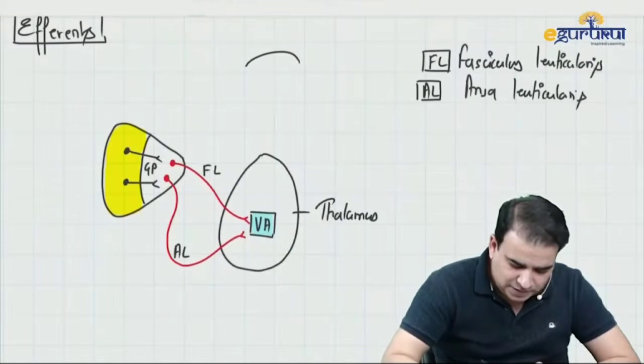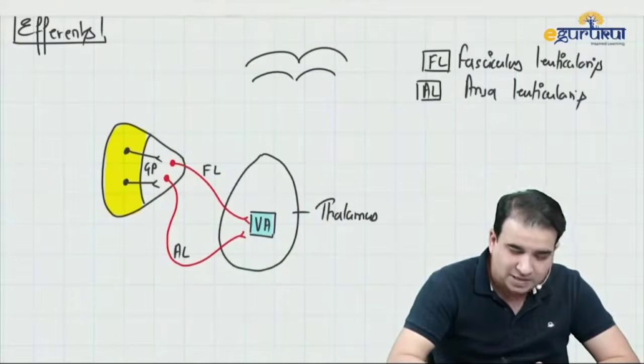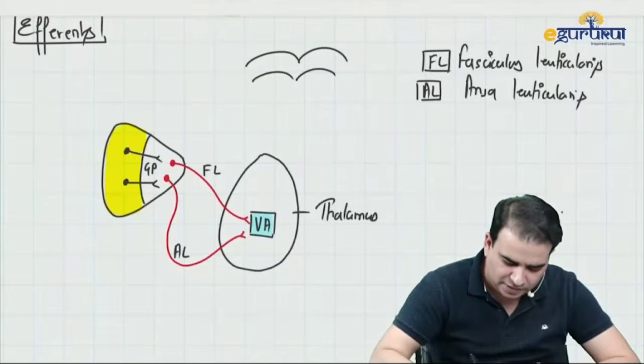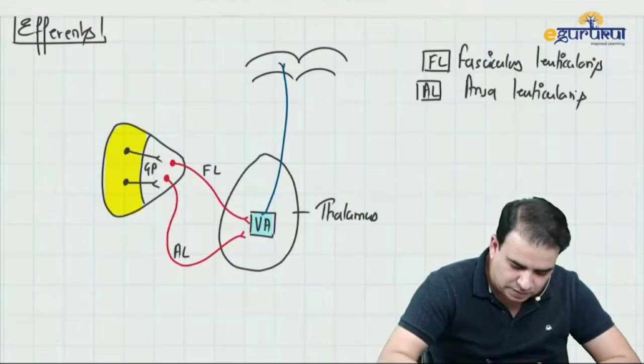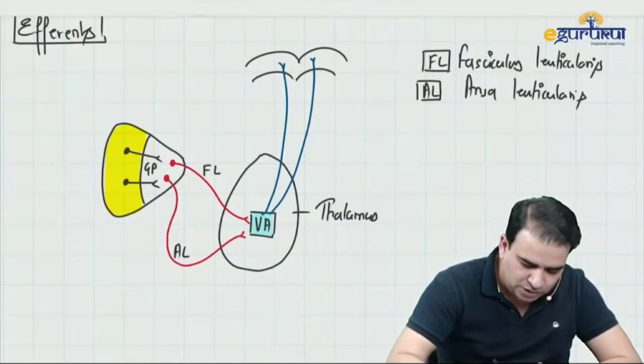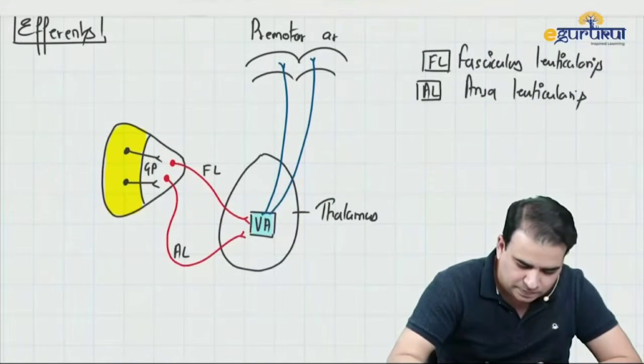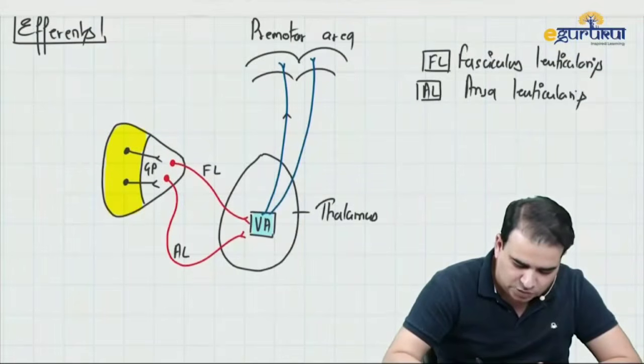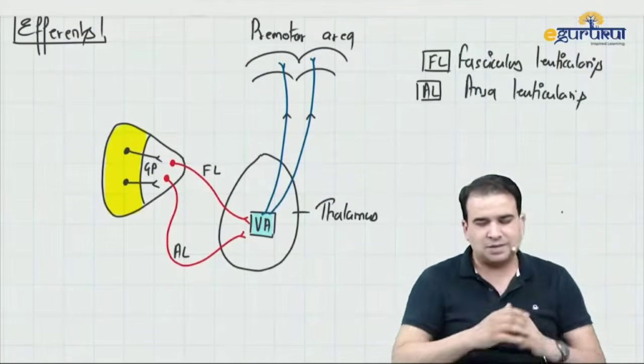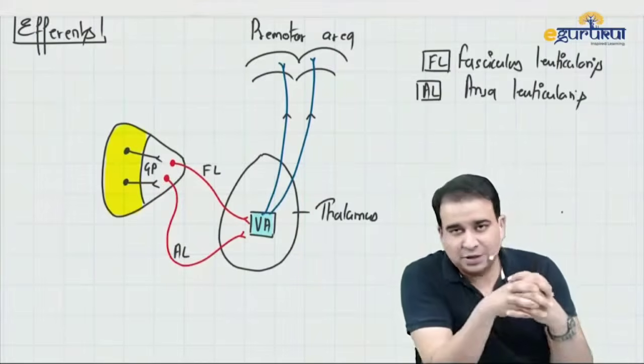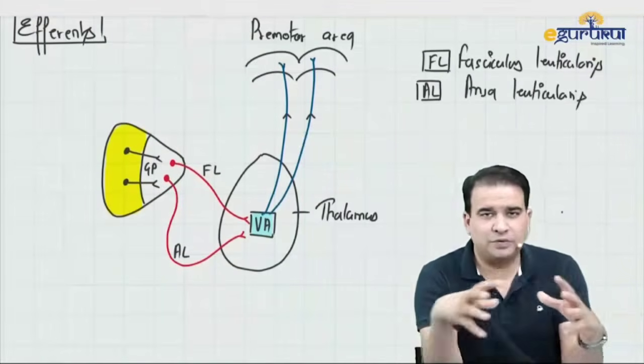If this here is the cerebral cortex, we already discussed that in the thalamus part. From this ventro-anterior nucleus, the fibers will now go to the cerebral cortex, to the motor and the premotor area of the cortex. So that is one efferent connection here from the globus pallidus via two different ways.